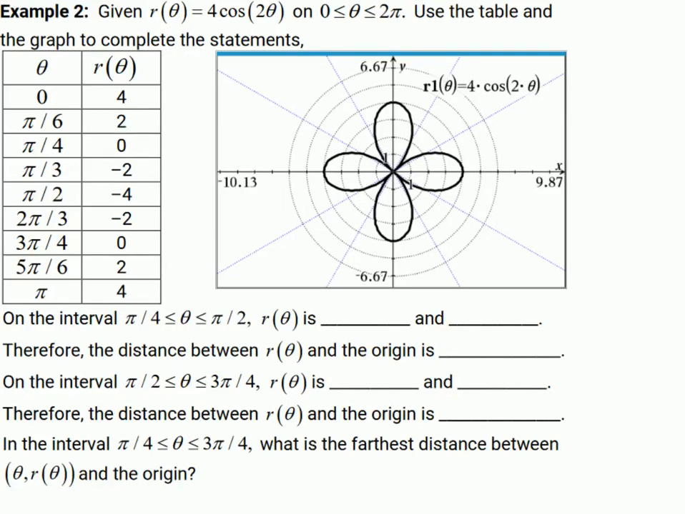Here's our next example. Given this function now, from 0 to 2 pi, let's use the table and the graph to complete the following statements. So from pi over 4 to pi over 2, what is r? Okay, I'm going to challenge you guys to pause the video here and see if you can figure out your answers.